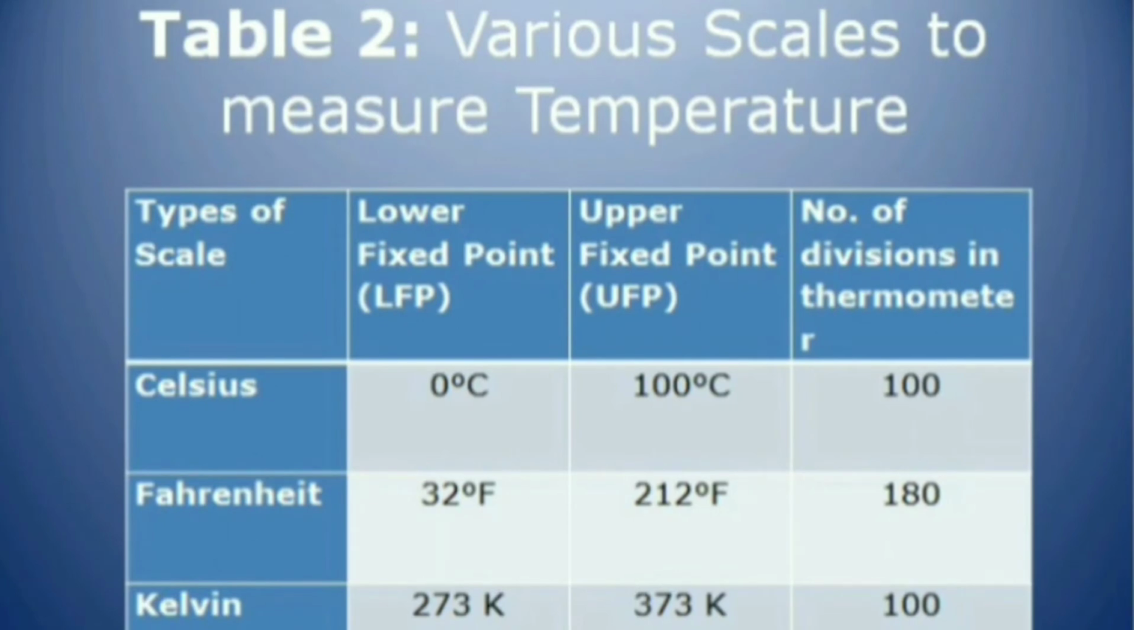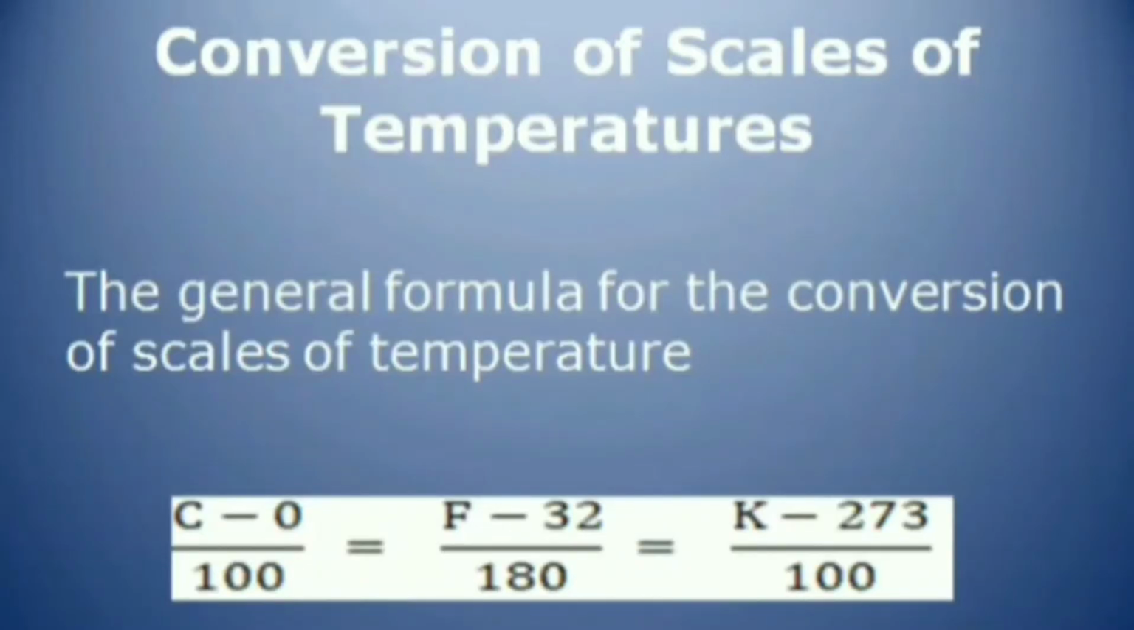Table 2. Various scales to measure temperature. Types of scale, lower fixed point LFP, upper fixed point UFP, number of divisions in thermometer. Celsius: 0 degree C, 100 degree C, 100. Fahrenheit: 32 degree Fahrenheit, 212 degree Fahrenheit, 180. Kelvin: 273 K, 373 K, 100. Conversion of scales of temperatures.